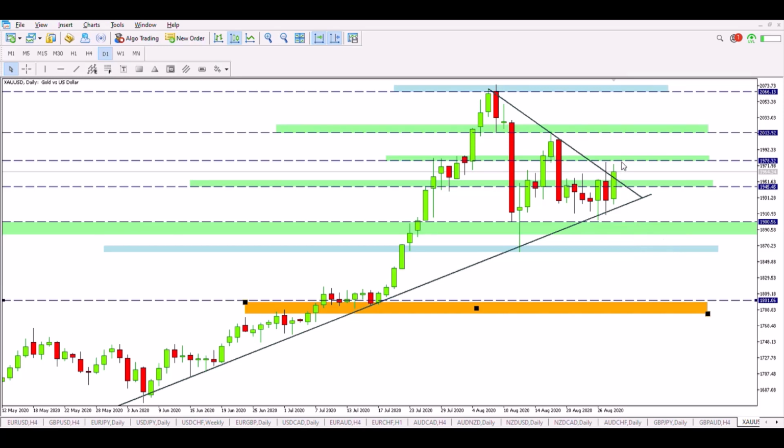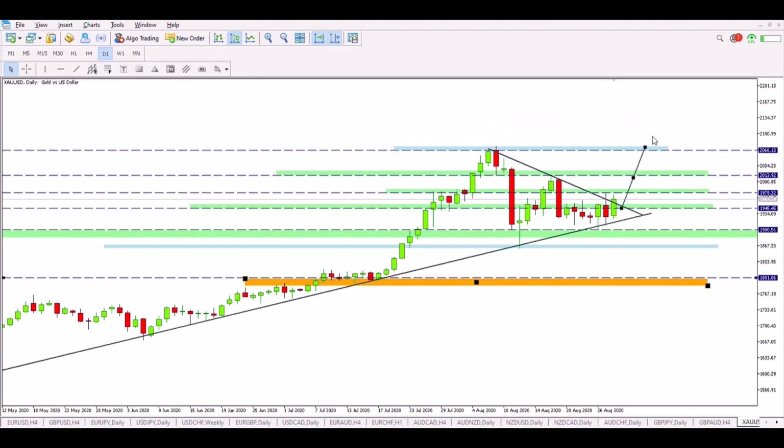As you can see on daily, we had a bullish engulfing candle, and right here also a bullish sign for the buyers. So I believe that the price of gold can continue to this previous resistance, and why not even to the ultimate high and even higher. But we have to watch and see what the price will do next week.